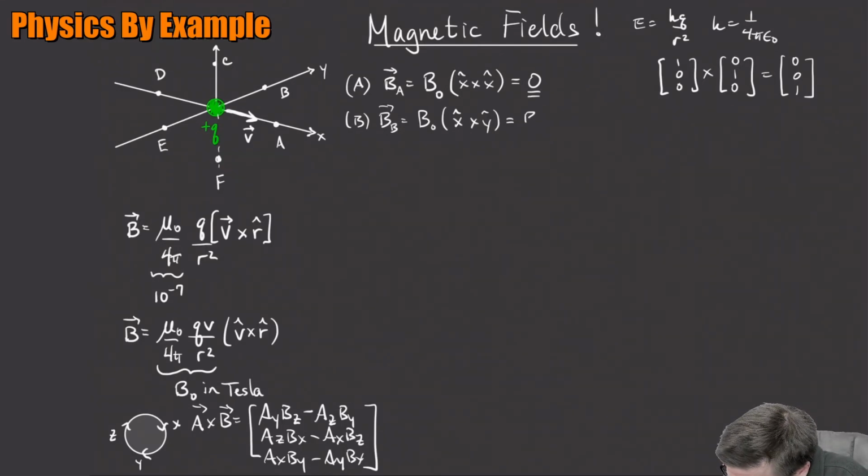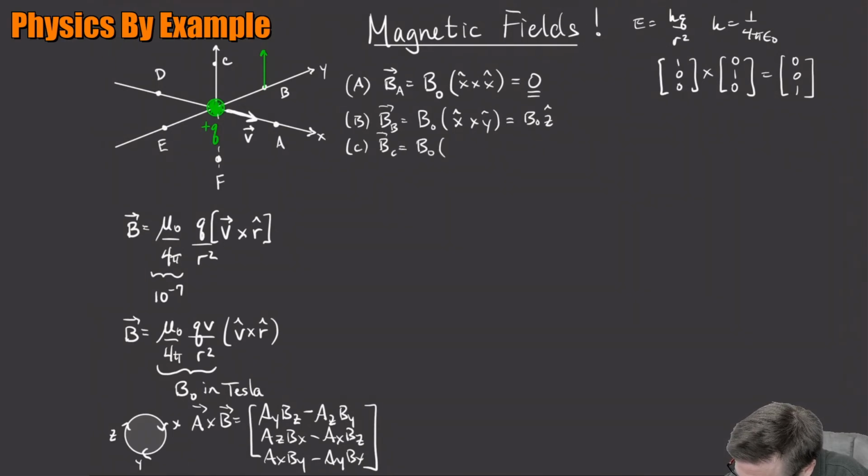So the magnetic field, I guess I'll use green, the magnetic field is just pointed in the z direction. That's interesting, right? It's kind of an odd field. Okay, next. What's the magnetic field doing at C?